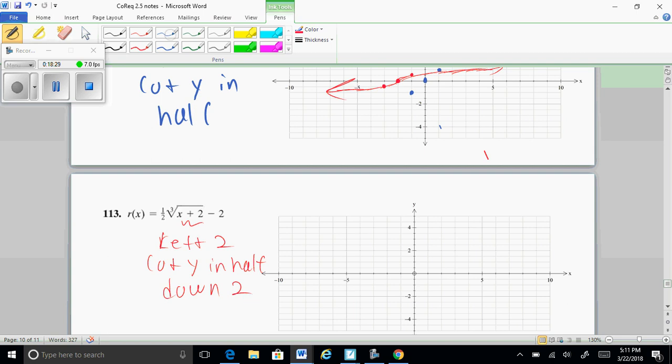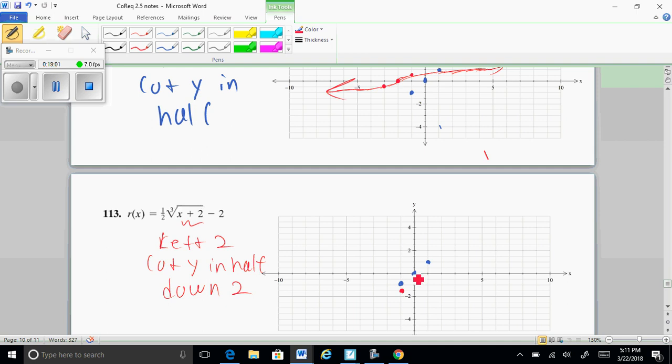Okay, so we'll start right here, here, and here. All right, so here we go. We're going to go left 2, cut y in half. So now we're at 0.5. Be careful on the scaling. So we're at 0.5, and so we're going to go down 2 units. So if we're at 0.5 and you subtract 2, you're going to go to -1.5. So that's actually going to put us right there.